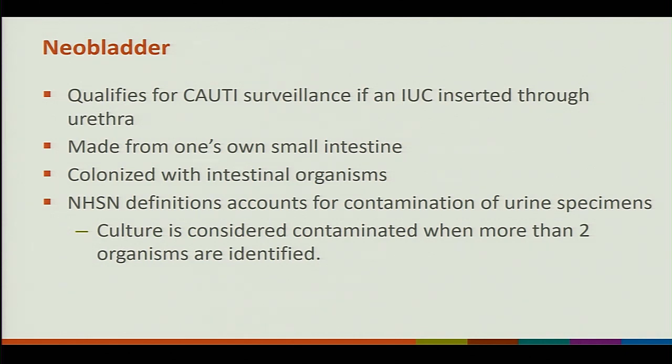NHSN definitions currently account for contamination of urine specimens. Remember that to remove such cases from CAUTI surveillance would require the IP to identify which patients with these catheters had these types of devices and to remove all associated catheter days from the summary data. This would be pretty labor intensive. A specimen with a culture result of no more than 2 organisms is excluded for use in meeting a UTI definition. A urine sample should only be collected when there are apparent signs and symptoms correlating to a UTI.